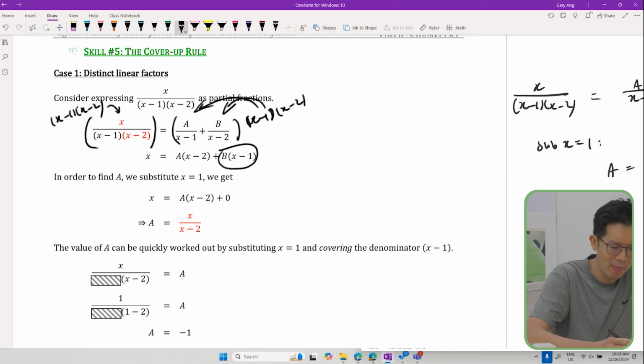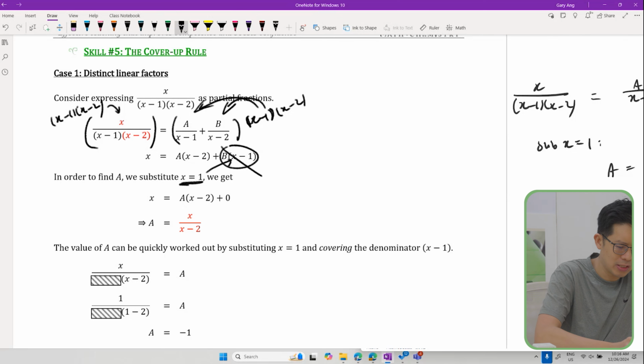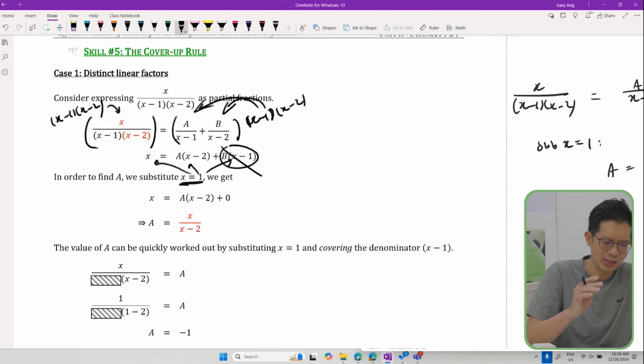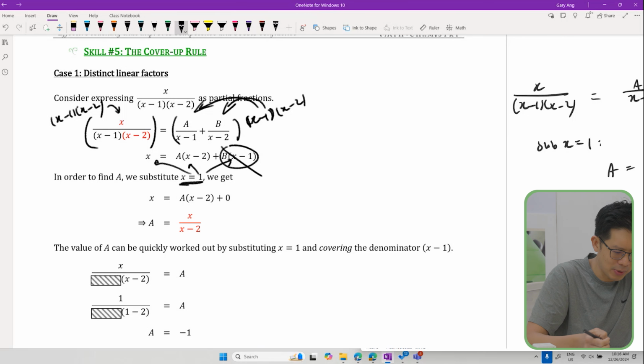So this is a substitution method. To make B disappear, I substitute x equal to 1. When you put in x equal to 1, 1 minus 1 equals 0, so this thing is 0, gone. And of course, when you substitute x equal to 1, you have to substitute it everywhere. If x is 1, then this x is 1, that x is 1, every x must be 1. It cannot be that this x is suddenly 2. So all the x become 1.